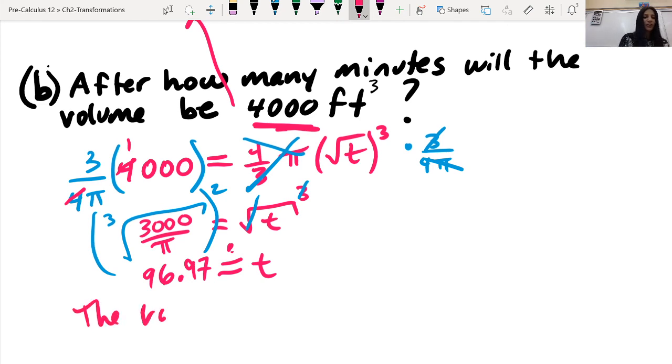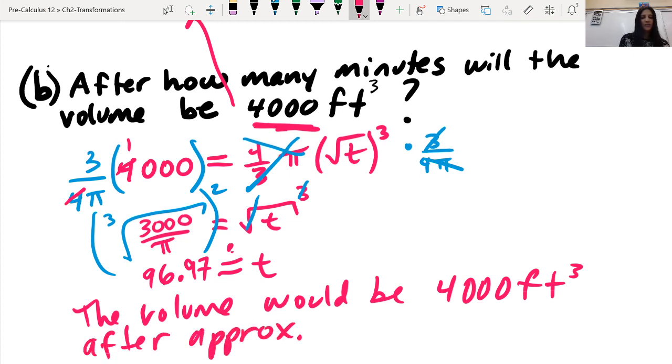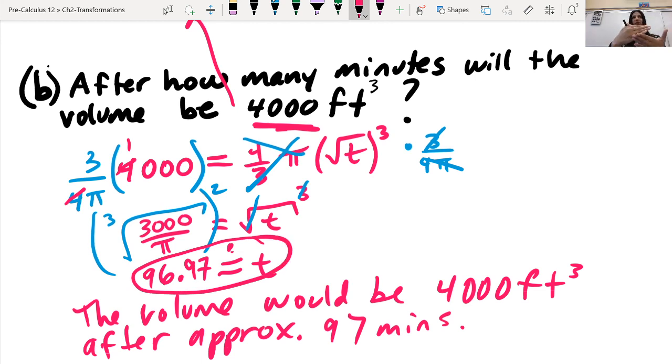So the volume would be 4,000 feet cubed after approximately 97 minutes. And yes, you can abbreviate it and take shortcuts like that. I don't mind. The main thing is that you are able to clearly articulate your answer and show how you're coming up with this stuff.